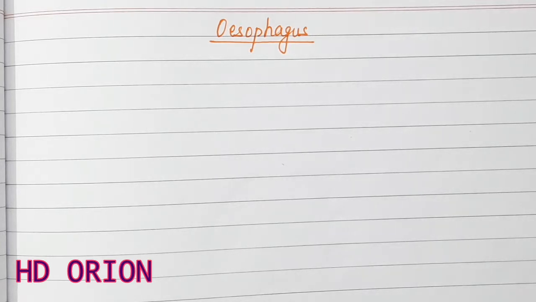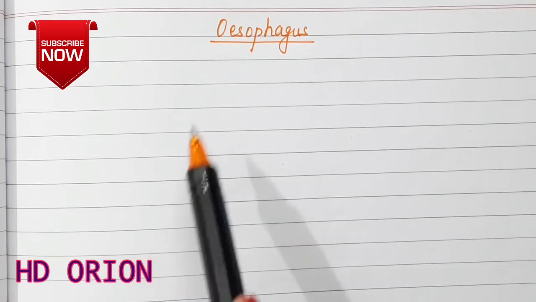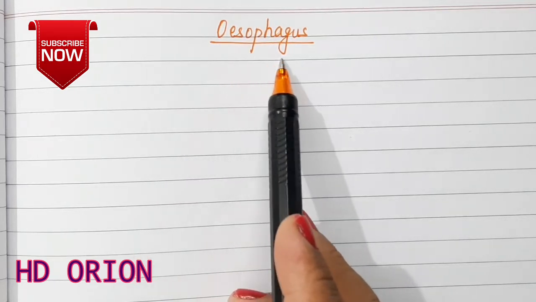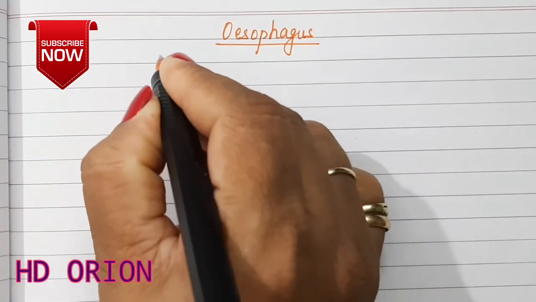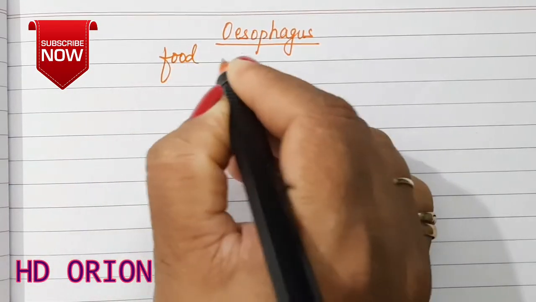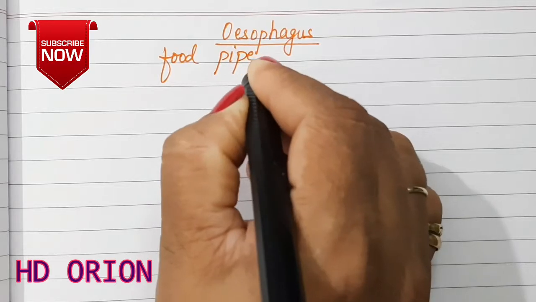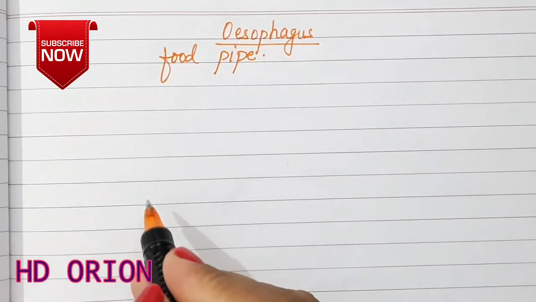Hello everyone. In this video lecture, we are going to continue the parts of alimentary canal and we are going to study the esophagus. The esophagus is also known as the food pipe. It is placed in the neck region.